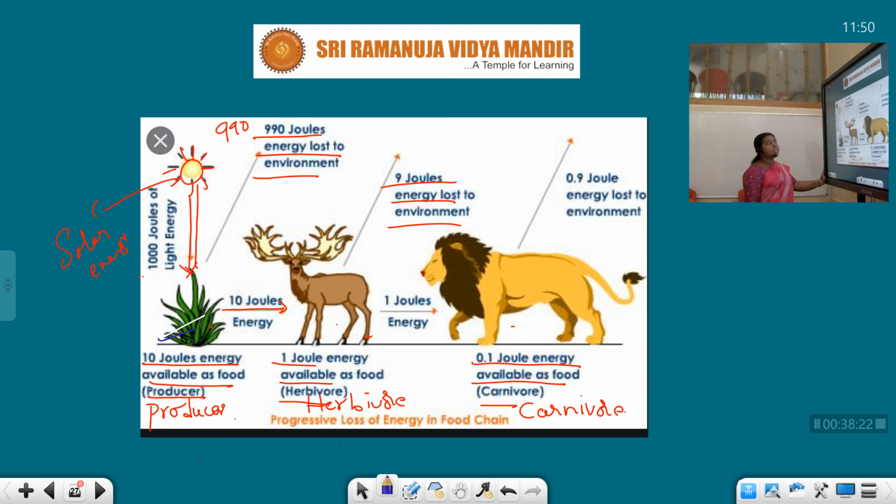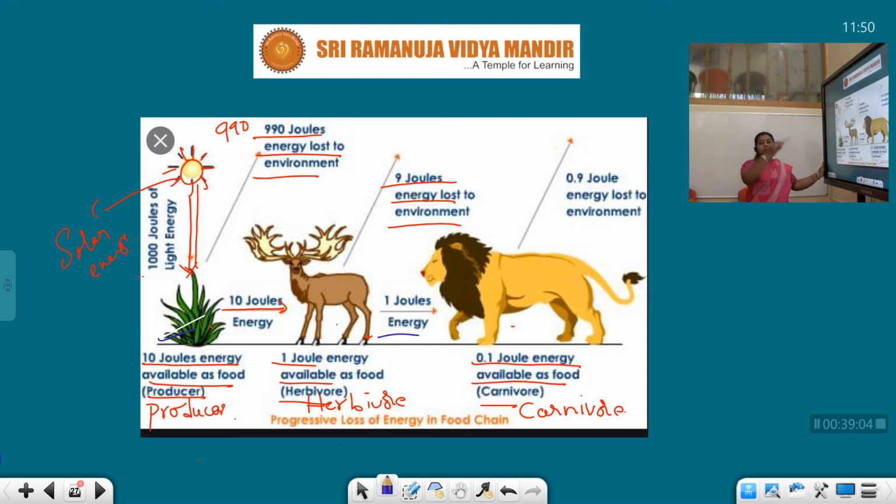And what about the remaining 990? It is going back to the environment. Energy lost to the environment. And this 10 joules is carried to the next level of organisms. But of course it is carried, only 1 joule of energy is available, and the remaining 9 joules of energy is going back to the environment. So that 1 joule is transferred to the next level of organisms, but here 0.1 joule energy is available as food for the carnivores, and the remaining 0.9 joules of energy is lost to the environment.